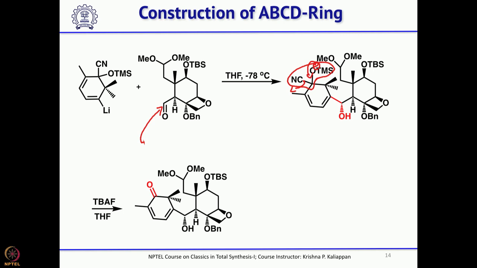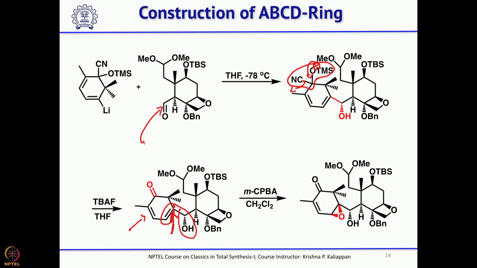So what is to be done? If you look at Taxol, at this position you have a hydroxyl group, isn't it? At this position you have a hydroxyl group. So now you have a double bond, and that double bond should be converted into a hydroxyl group. So if you treat this compound with MCPBA, there are two double bonds. One is electron rich, the other one is electron deficient, because this double bond, you can say, is an allylic alcohol. So now if you treat with MCPBA, only this double bond will be epoxidized.